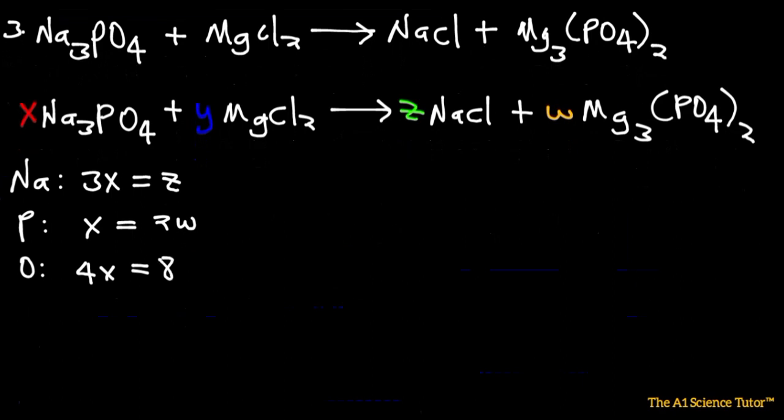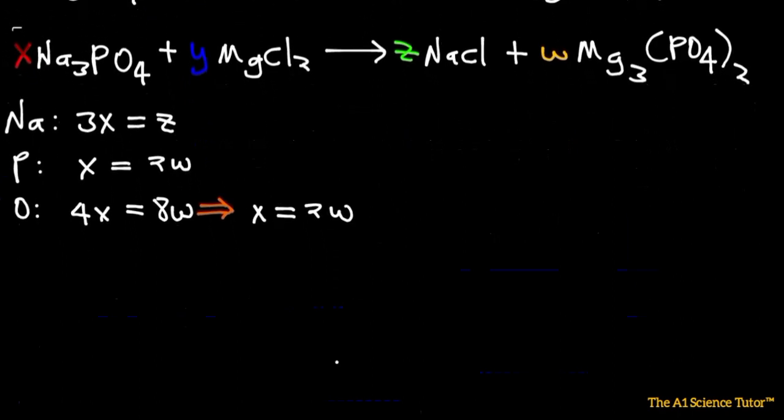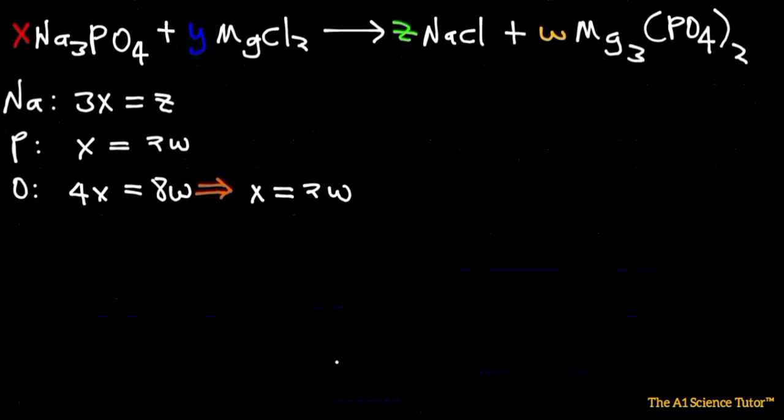Now, this is actually the same thing with what we have here. Don't you think so? Because we could actually reduce this. Okay. So I think I'm going to use this. So this changes. If we divide through by 4, we're going to have x to be equal to 2W. So pretty much the same thing. Now, next up, we have magnesium, right? So for magnesium, we have just 1 atom multiplied by y. That's going to give us the y. Then on this side, we have 3 atoms multiplied by W. That will be 3W.